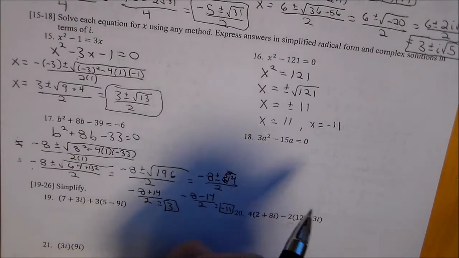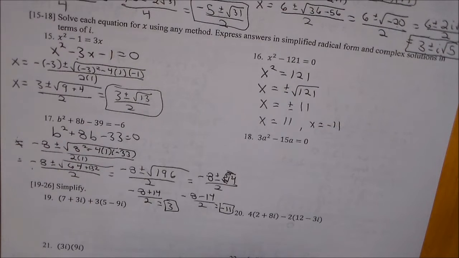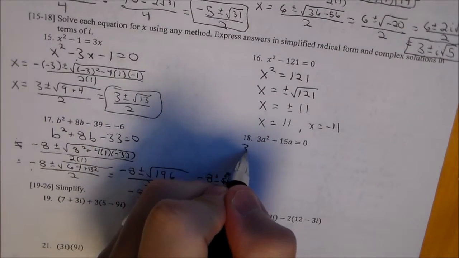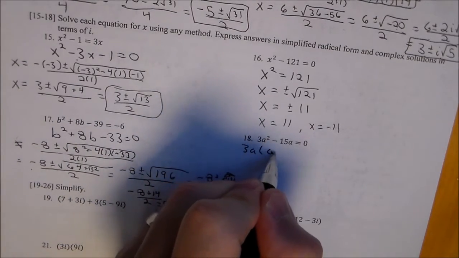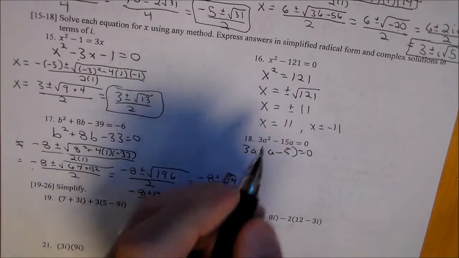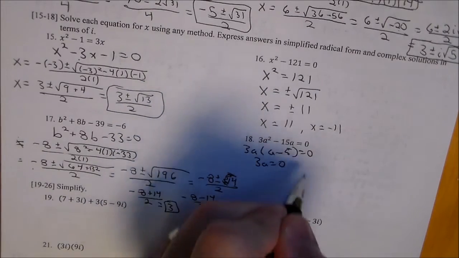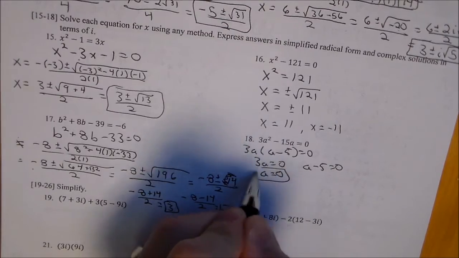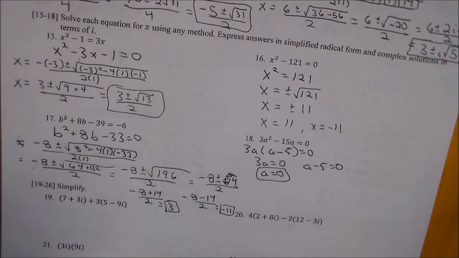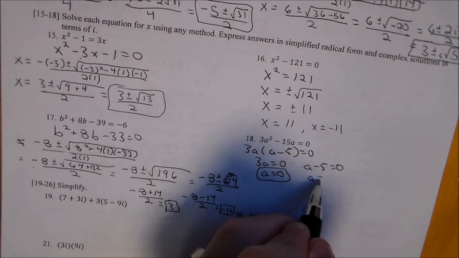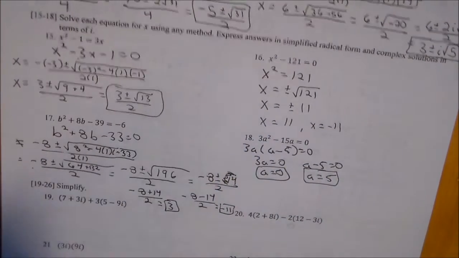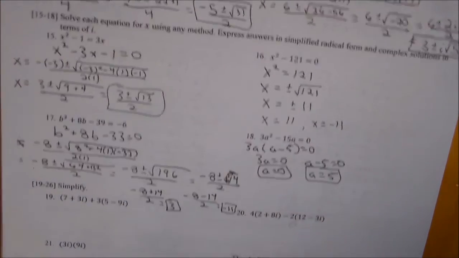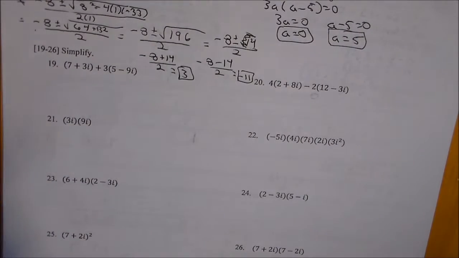Last one, 3a squared minus 15a. Could use the quadratic formula here. a is 3, b is negative 15, c is 0. What I'm going to do is I'm going to factor, though, a 3a out. Leaves me with a minus 5. So then 3a equals 0, and a minus 5 equals 0. I get a equals 0 from the 3a equals 0, because you just divide by 3. And then add over, and I get a equals 5. There's my two solutions. All right, on to complex operations.